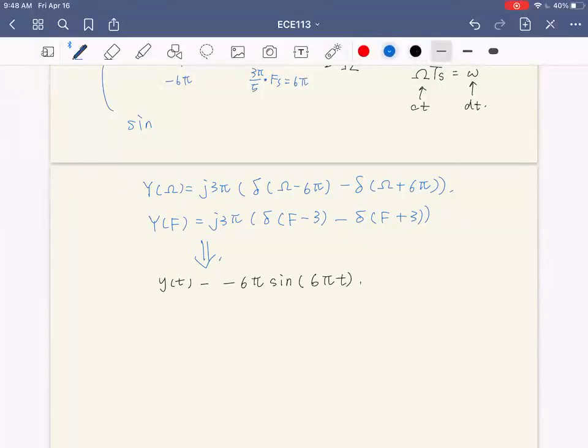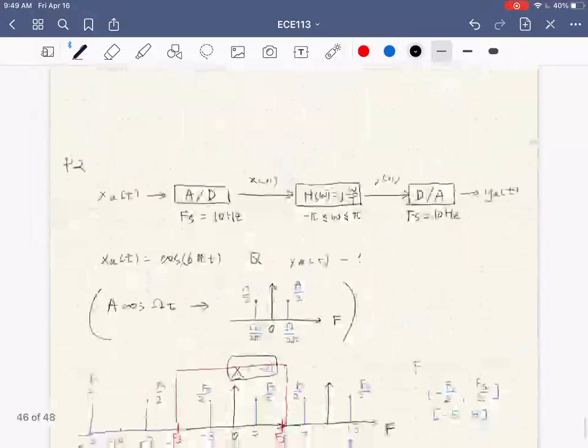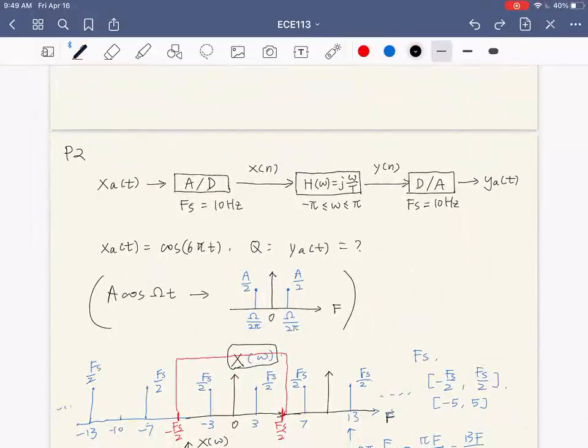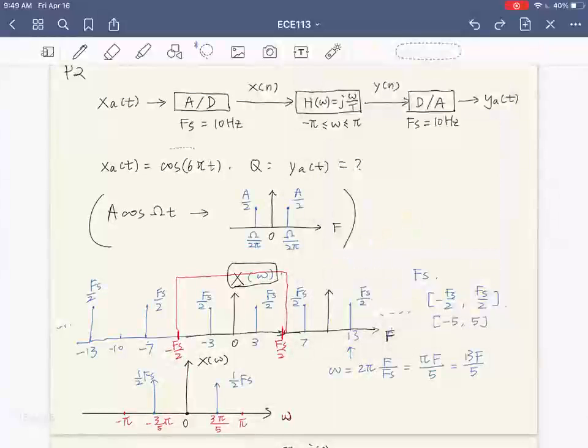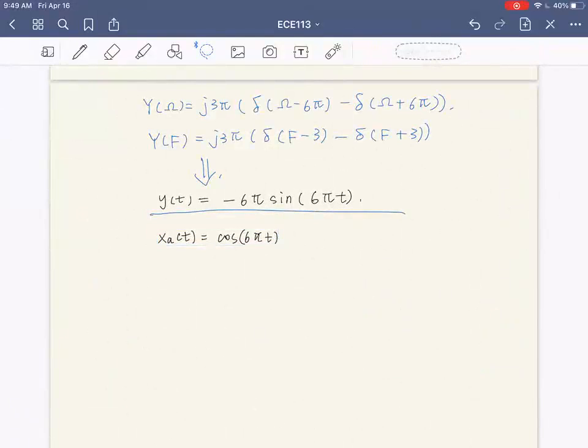Okay. If you can directly observe it from the big omega format, it is also fine. So this step is not necessary, just for a cleaner observation. Okay, so now you see that y of t equals a sine function. So we are done. We already get y of t. And for fun, let's observe the relationship between x of t and y of t. So to convert Y of omega to Y of f, what exactly is the process there?